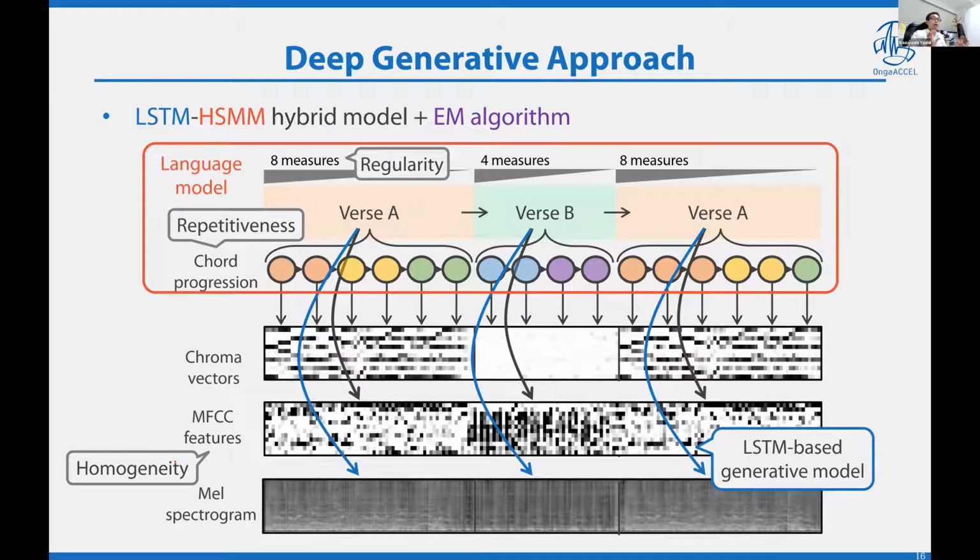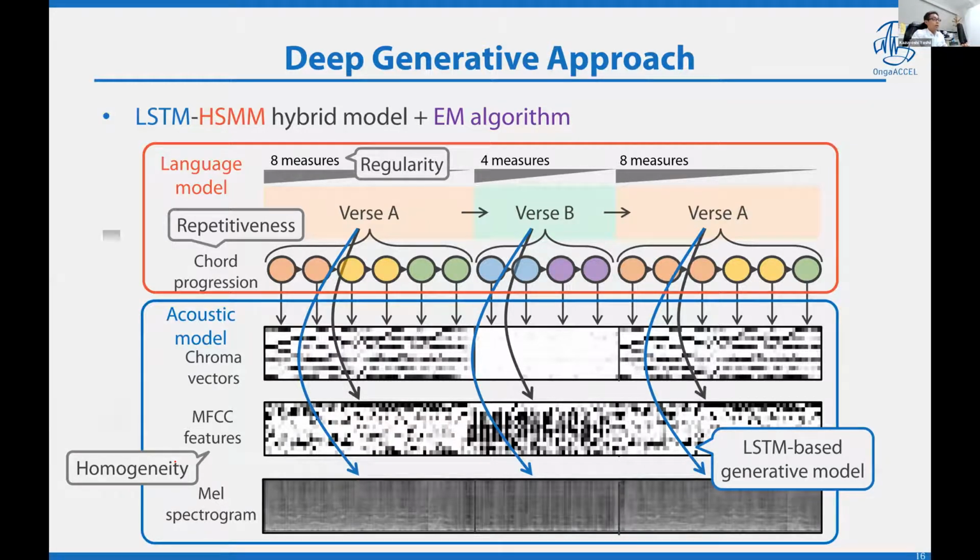So the overall model is a hidden semi-Markov model, partially implemented by using a deep neural network. This part corresponds to the acoustic model. This is the generation process. In contrast, we aim to perform the inference like this. The inference process can be analytically performed by using the EM algorithm, because the overall structure is a hidden semi-Markov model, so that we can uniquely determine the optimal sequence of sections for a given Mel spectrogram, or for a given target music signal.